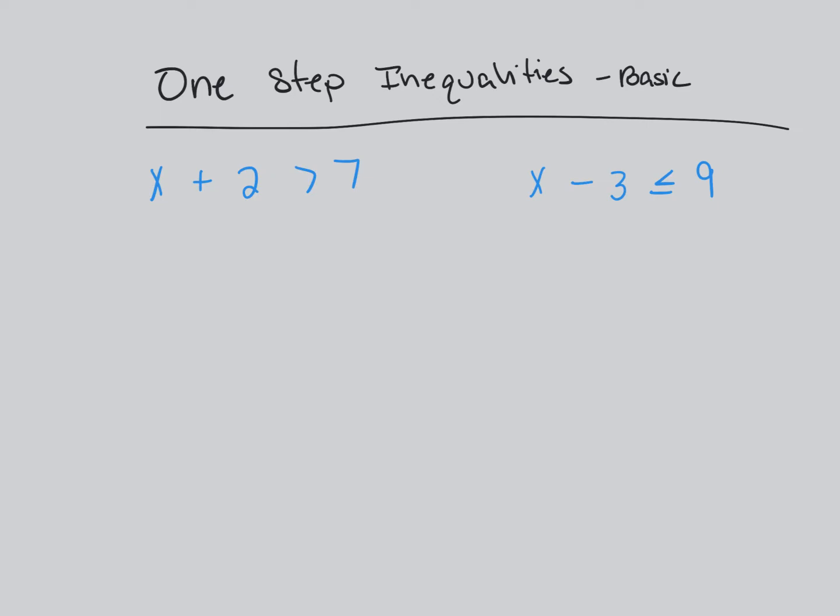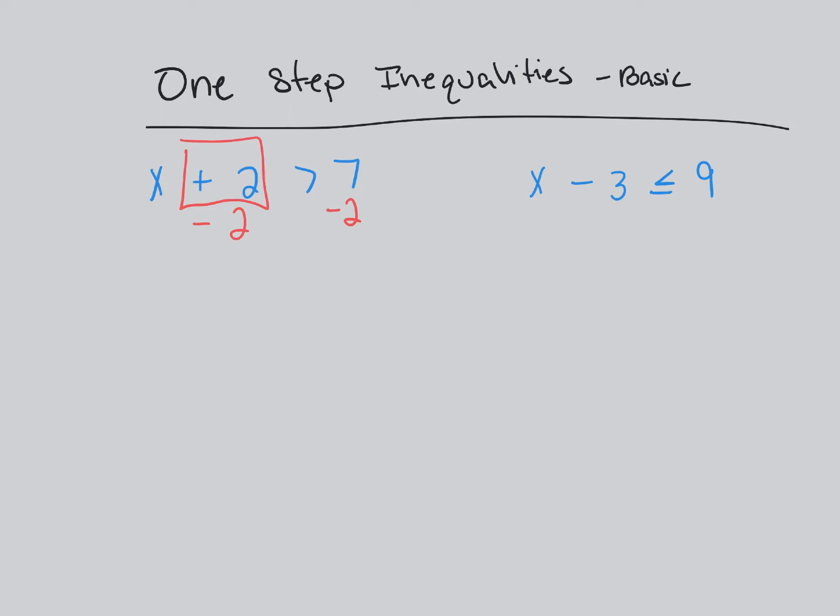Right now, they've added 2 to that variable. So we have to undo that, do the opposite. It's like we're going backwards. If I added 2 to something, to undo that, I need to take away 2, or minus 2. But we have to still keep this balance. So whatever we do to one side, we have to do to the other. So I'm going to minus 2 on the other side also.